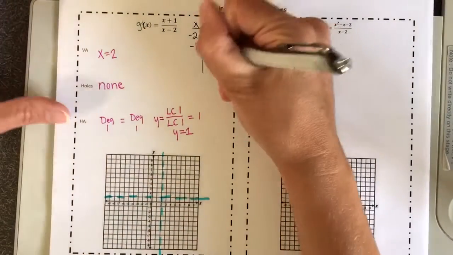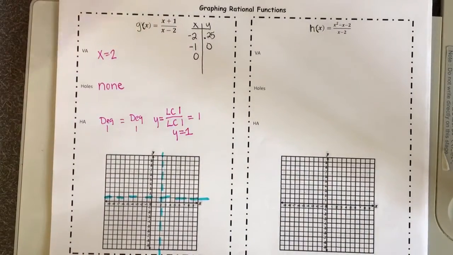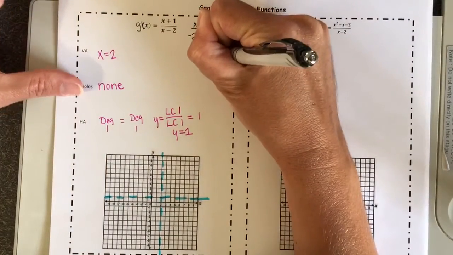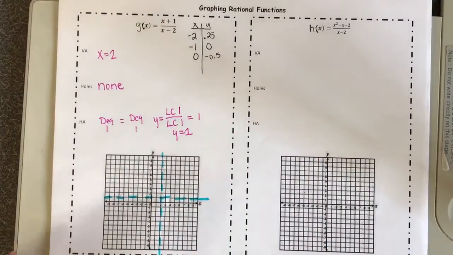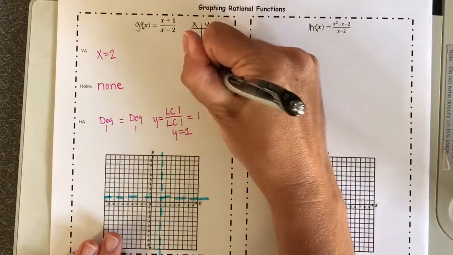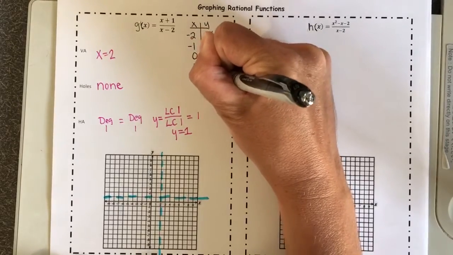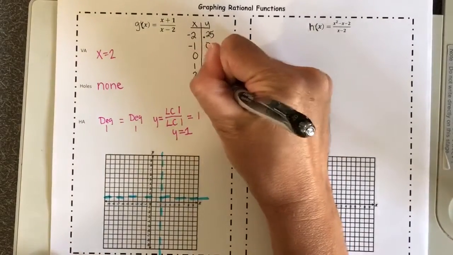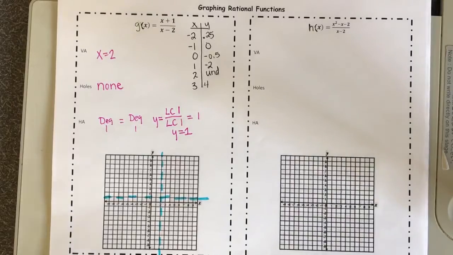If I plug 0 into x, 0 plus 1 is 1. 0 minus 2 is negative 2. 1 over negative 2, or negative 1/2, or negative 0.5. Okay, you get the hang of it. So when 1 goes in, negative 2 goes out. When 2 goes in, oh hey, we're undefined there. And when 3 goes in, 4 comes out. So now I'm going to graph these points.